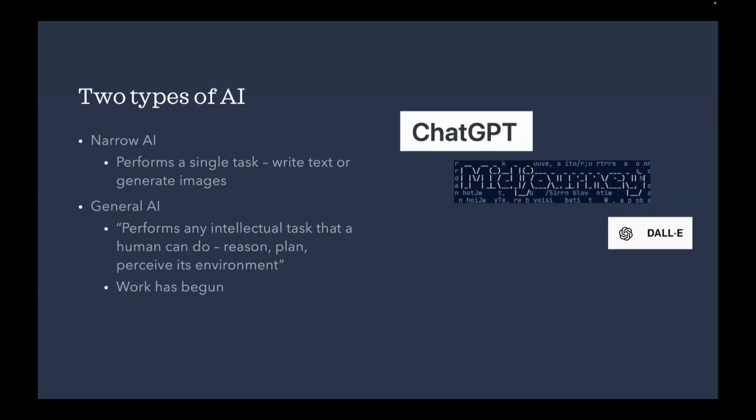Now, the other type of AI is called general AI. And that is an AI that can perform any intellectual task that a human being can do. It can reason, it can plan, it can perceive its environment. Now, scientists think that we are about 10 years away, in the most optimistic scenario, from seeing general AI in the world. And other scientists say that we will never see general AI that can reason and plan and perceive its environment. So while there is some disagreement about whether general AI is possible, both groups agree that work towards general AI has already begun.